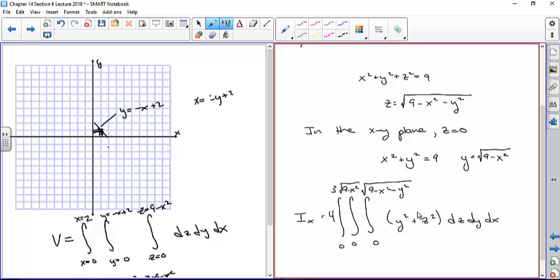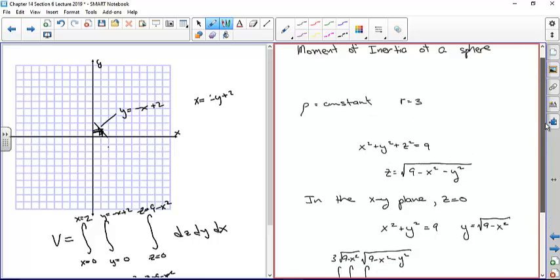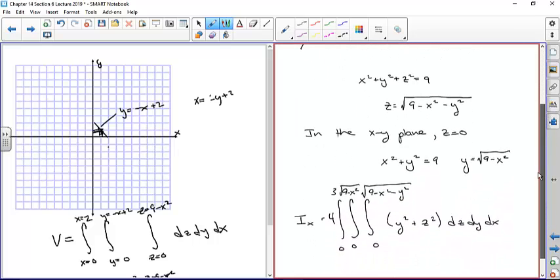And the moment of inertia says you take the density and you, so the moment of inertia around the x-axis is you take y squared plus z squared times dz dy dx. So this is the z part, this is the y part, this is the x part. I'm not sure why I have a 4 there instead of just density. So maybe this is assuming a density of 4. I'm not sure why I have a 4 there.